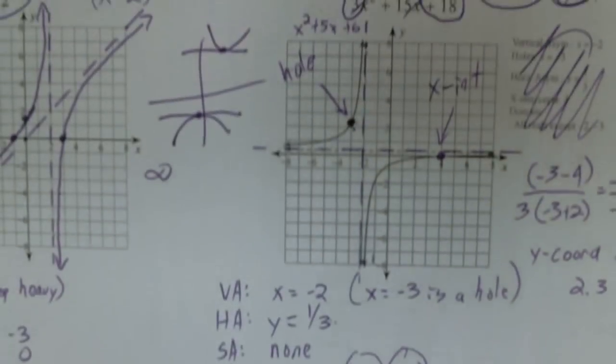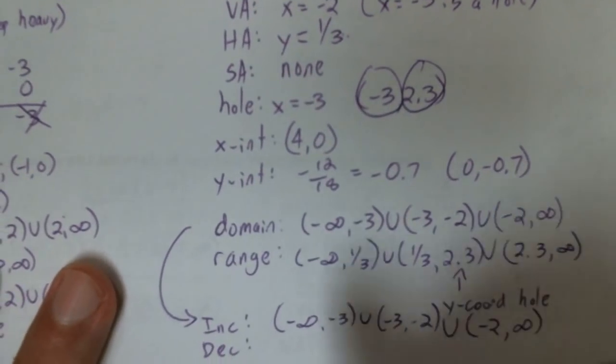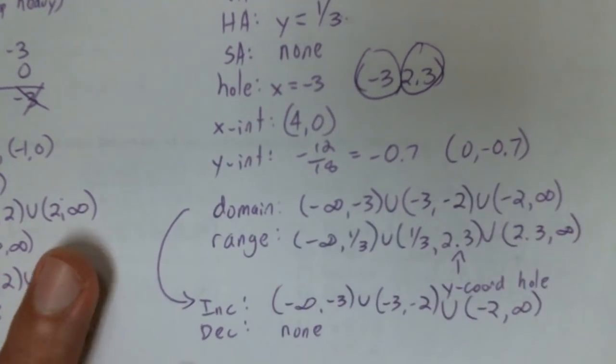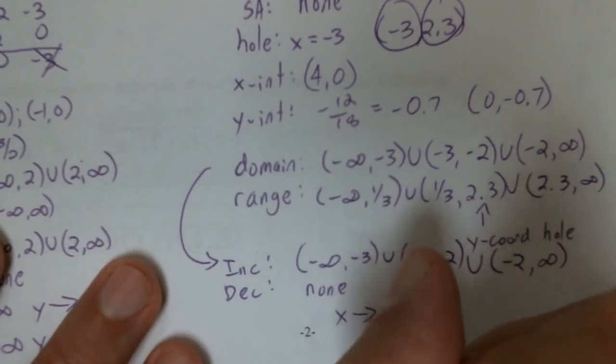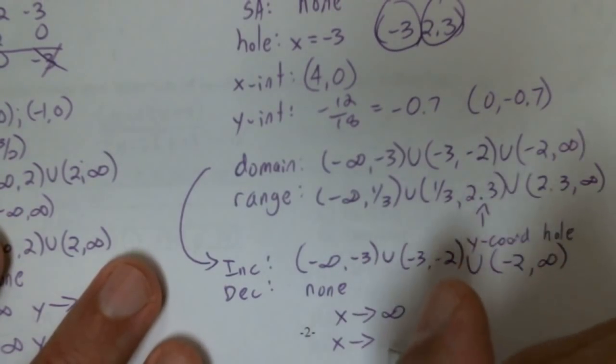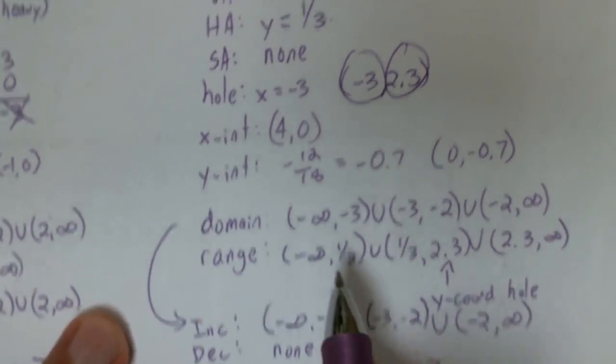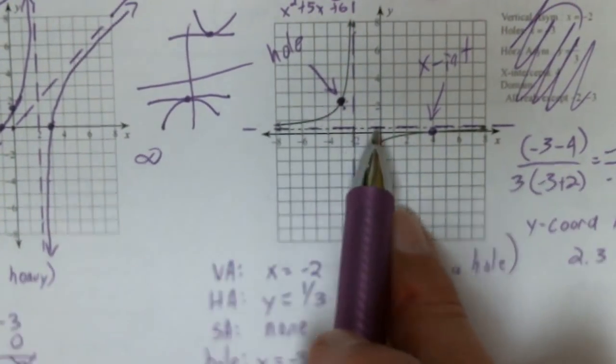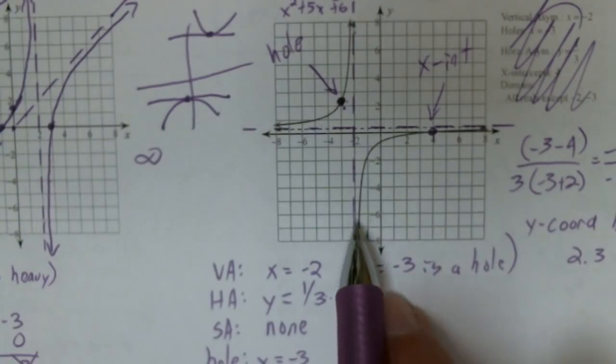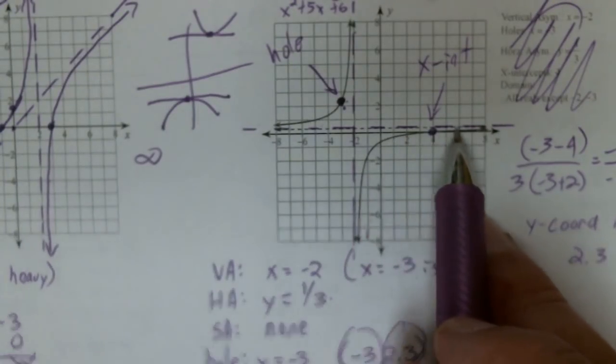Okay, where's my company losing money? I'm not losing money anywhere. It's none. Okay, last couple ones. What's going on with the end behaviors? Okay, as x goes to infinity, as my x values are going here, where are my y values approaching? They're going up, up, up, up.